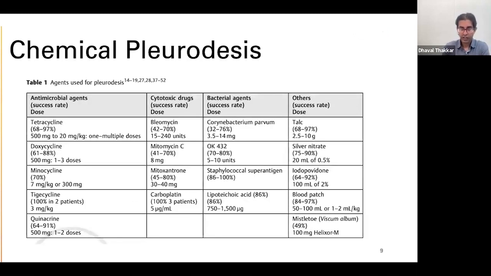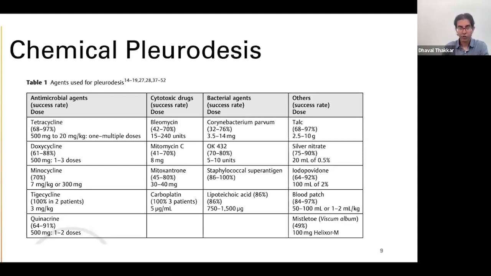So this is a chart that I thought was pretty helpful that we published in 2019 in an article about pleurodesis. And this is just a brief overview of different agents. We split it into antimicrobial agents, cytotoxic drugs, bacterial agents, and then a catch-all of others, including talc, silver nitrate, povidone iodine, blood patch, and mistletoe. And you can see in the parentheses, these are some of the success rates.